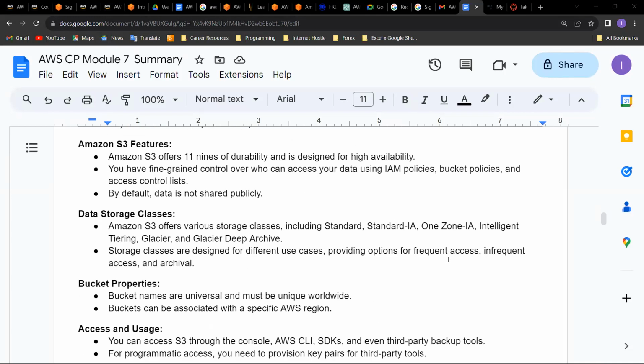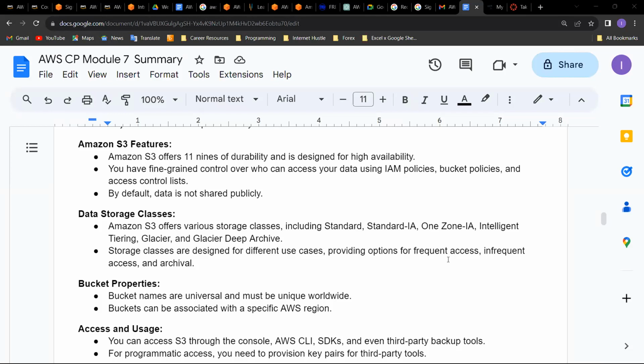There are several storage classes in Amazon S3. There is Standard and IA. Standard is for data that is frequently accessed, and IA is for data that is infrequently accessed. And there is Intelligent-Tiering, where there is a use of AI to move objects between the storage classes depending on the access patterns. And there is also Glacier for archiving, and there's Glacier Deep Archive. So the Deep Archive is more or less for data that is rarely accessed.